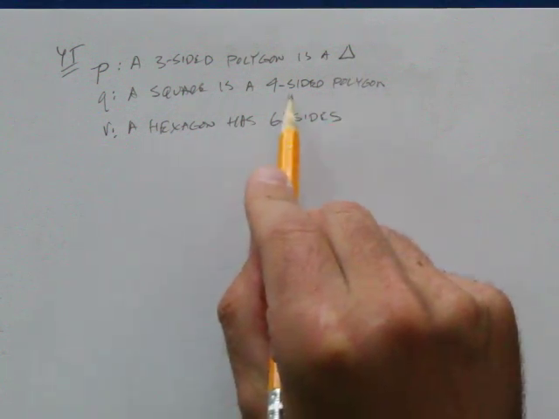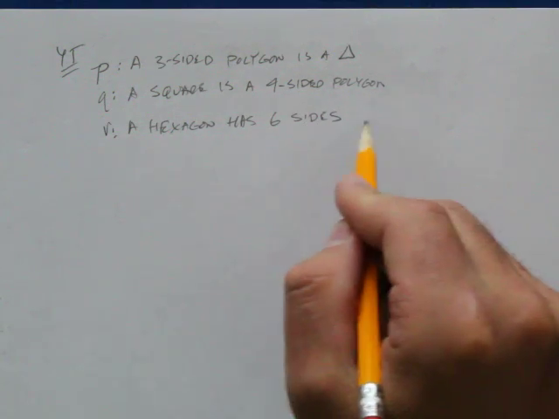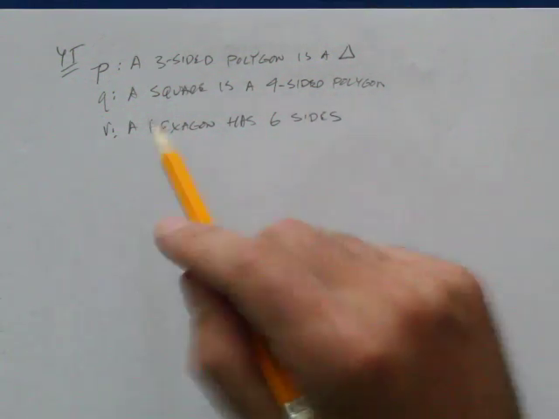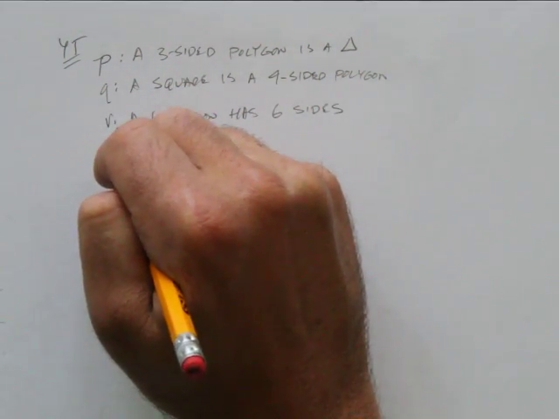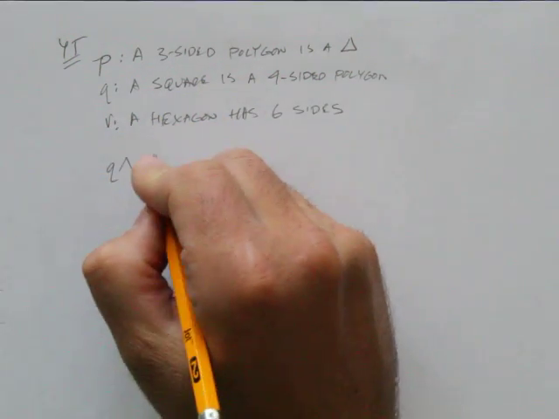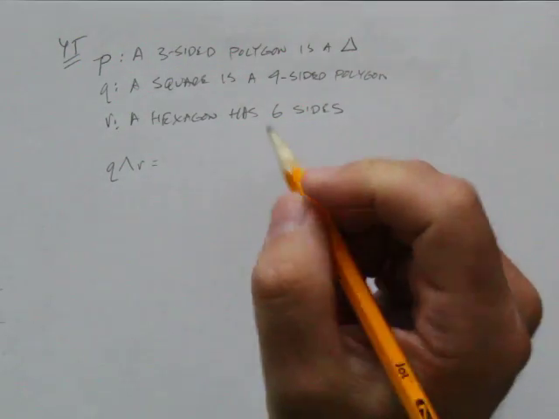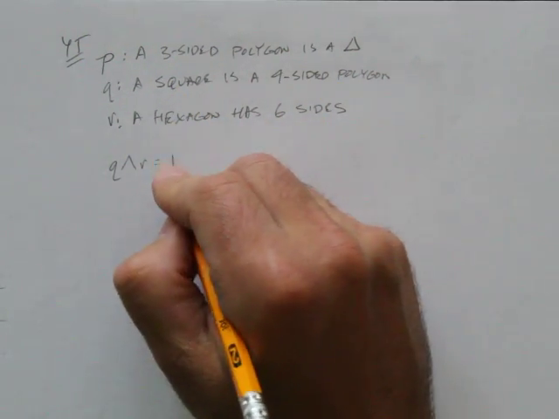A square is a four-sided polygon. That's true. And a hexagon has 6 sides. Also true. All right, these statements are all true. Now if I have Q and R, is this statement true or false? Q and R, they're both true, and the statement is true.